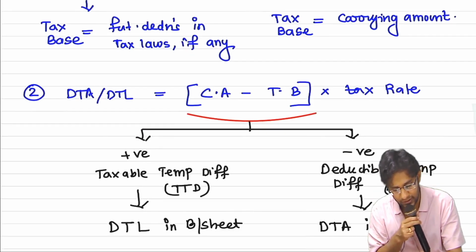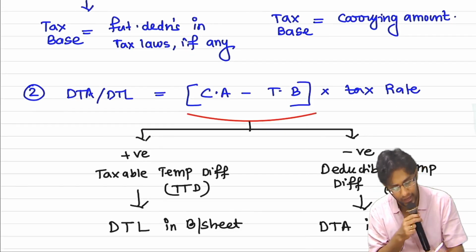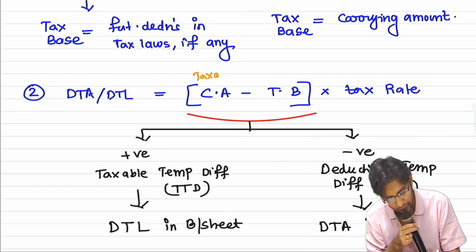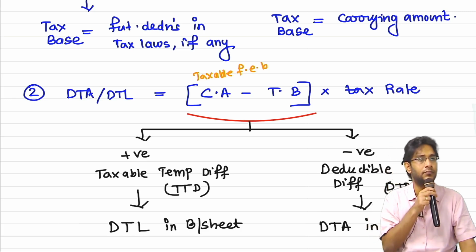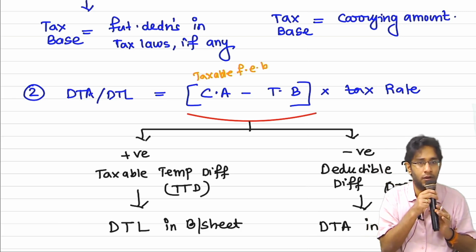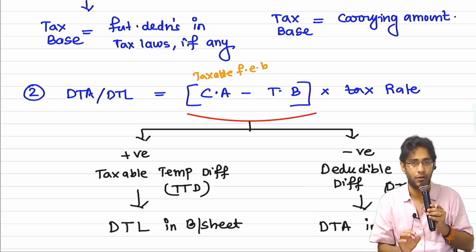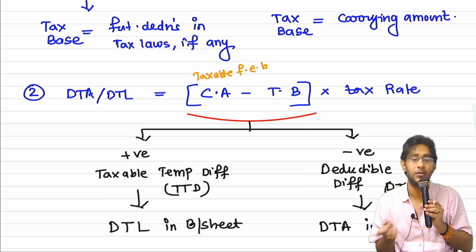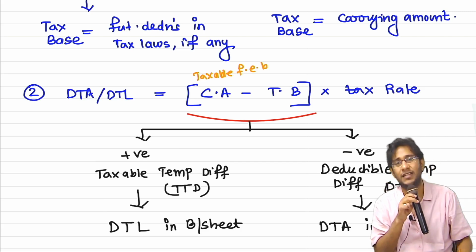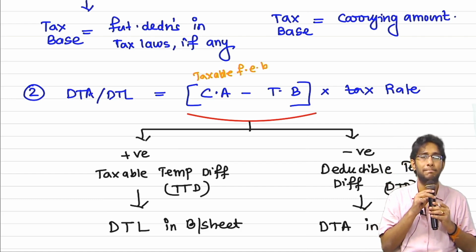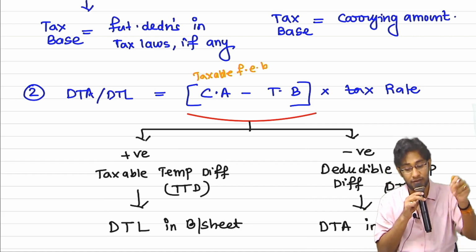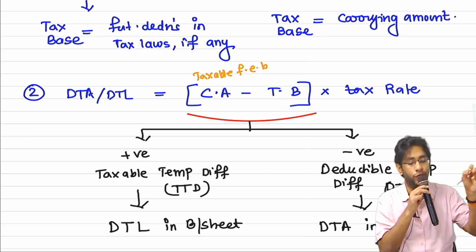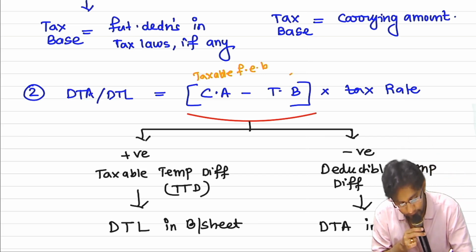Now I'll write something, see whether you can understand this. Carrying amount means, can I now confidently write that future economic benefits are taxable? Because if it is not taxable anyway, that box is going to become 0. Correct now? So it should be taxable future economic benefit. What was the tax base definition we wrote in the first case?